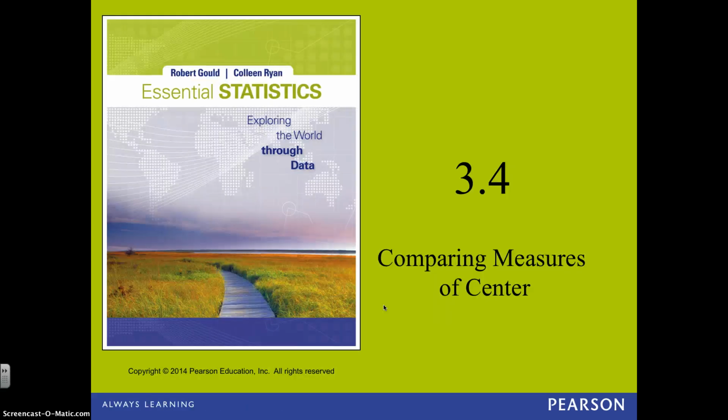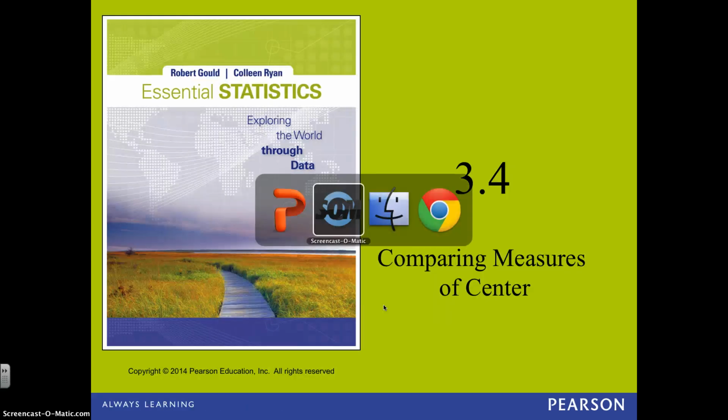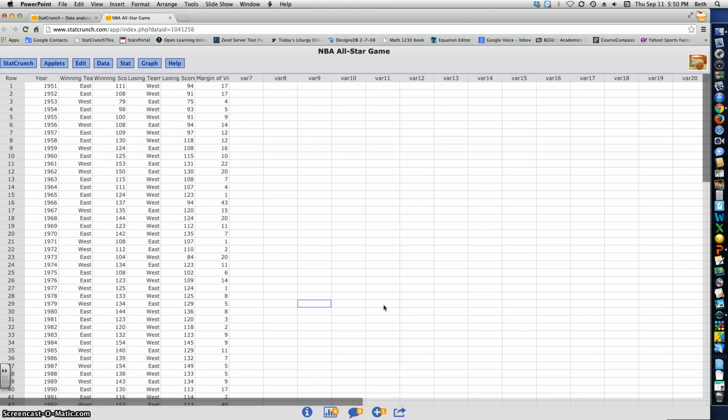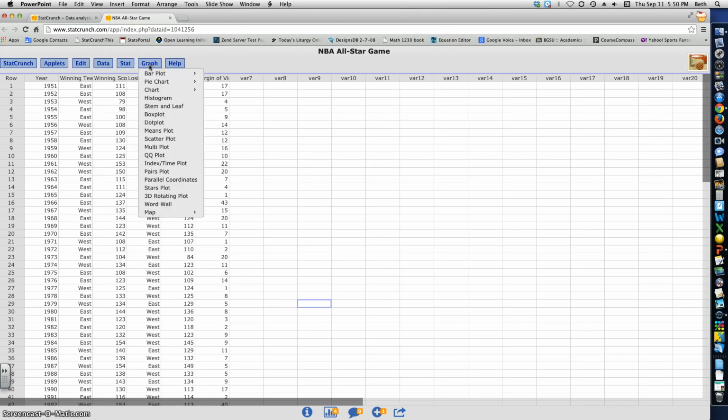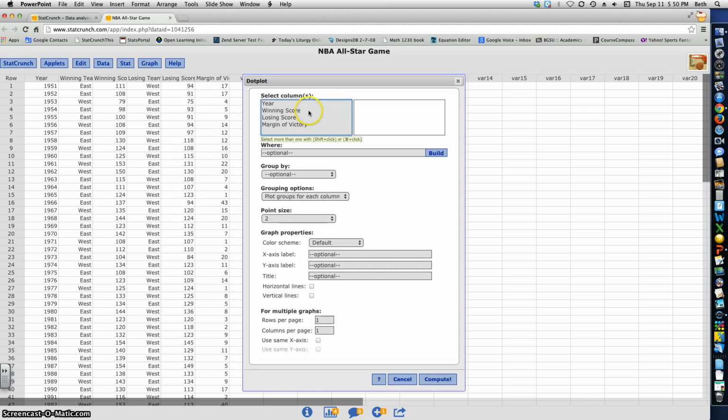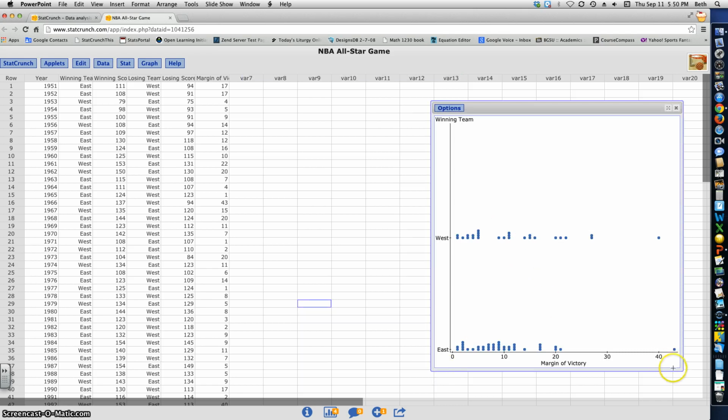Okay, so now let's head over to StatCrunch so that we can look at how to find these things. I already made the margin of victory column in StatCrunch, so I can make a dot plot with it. I just go to Graph, and we're going to go ahead and make our dot plot. We want a dot plot of the margin of victory, and I actually want to group it by the winning team. That way I end up with the 2 box plots. When I do Compute, here are my 2 box plots.